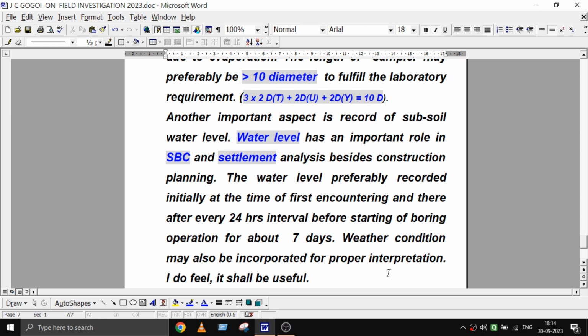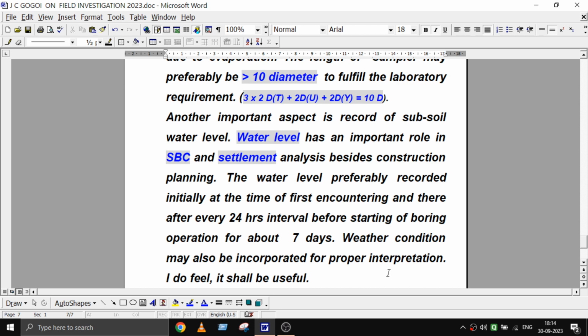Because if the water level is far below, then in any season we can go for underground works. If the water table is close to ground level and there are possibilities of it rising up, then that period is not suitable for construction works. So for that reason, we require accurate assessment of water level.